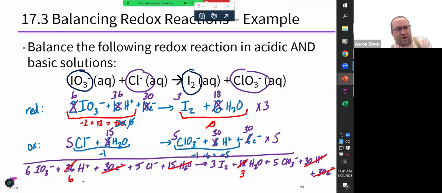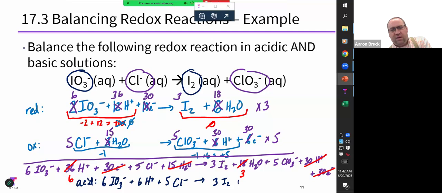So rewriting, for acid solution, the balanced equation would be 6 iodate and 6 hydrogen ions and 5 chloride ions, becoming 3 iodine, 3 water, and 5 chlorate. That would be the acid solution.